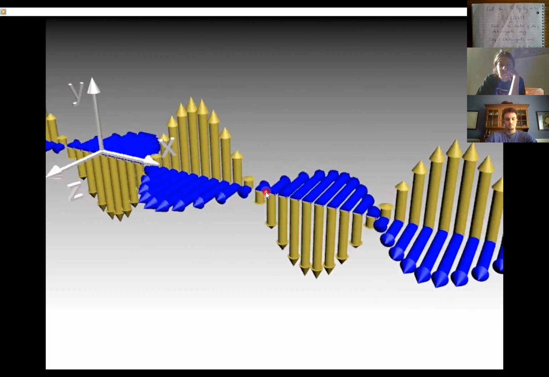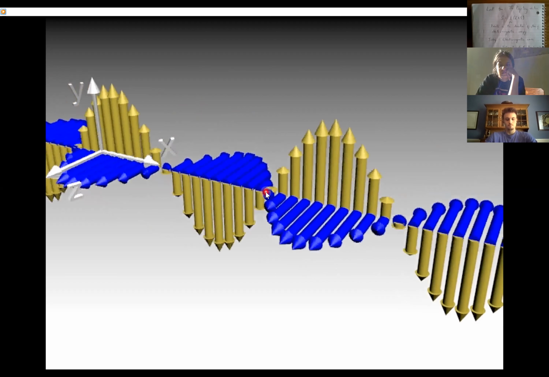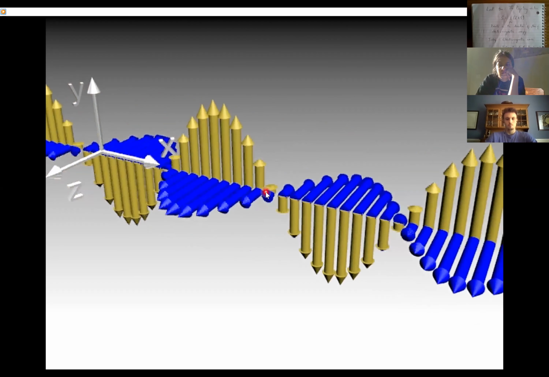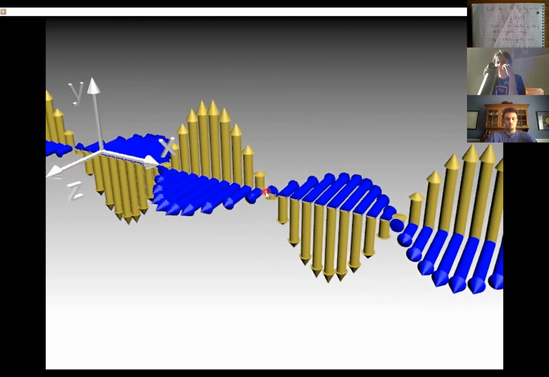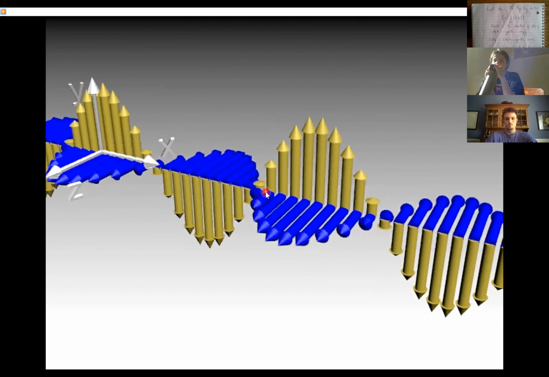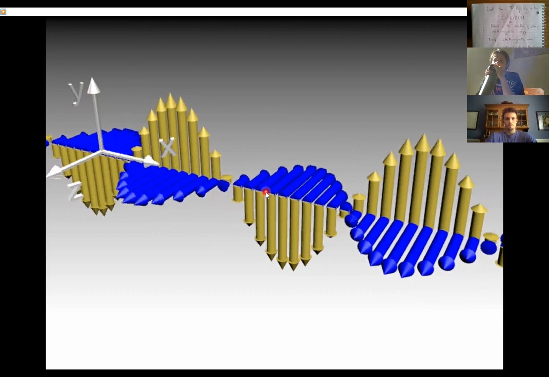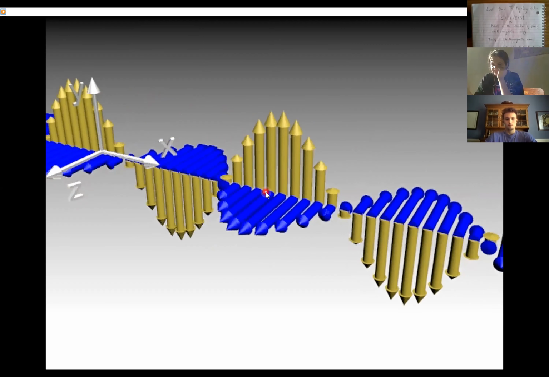Other questions? So once it starts, it just goes forever? Pretty much, yeah. Once you shine a light, the light beam just keeps going until it's absorbed.